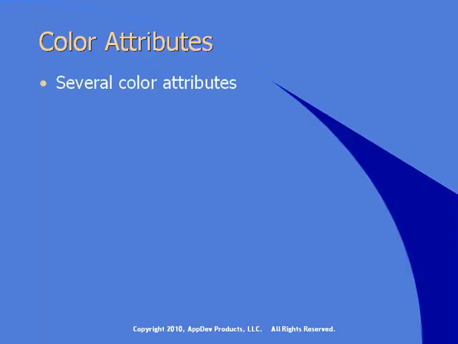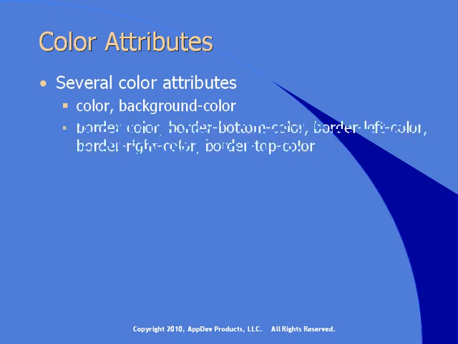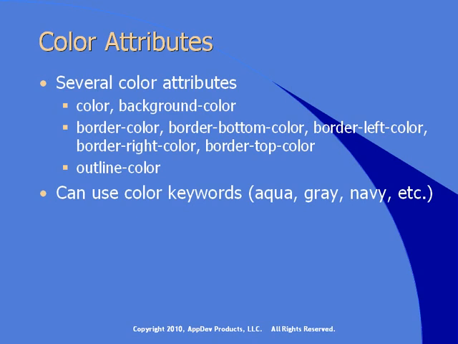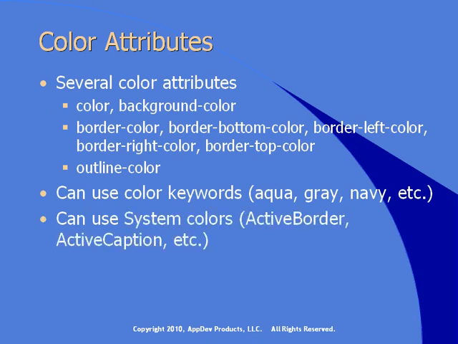There are several different color attributes that you can use, including color and background color. You can specify the border color or each individual edge of the border: border bottom, border left, border right, border top color. You can specify the outline color. You can use color keywords like aqua, gray, navy. There's a bunch of built-in colors. You can use system colors like active border, active caption, and so on.